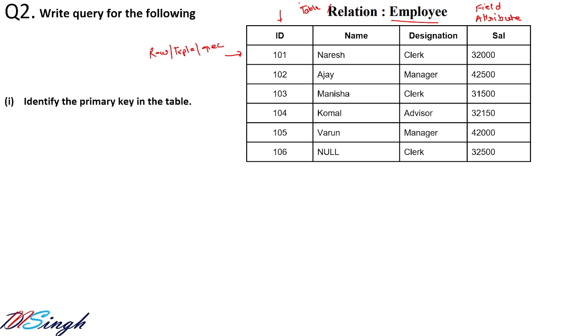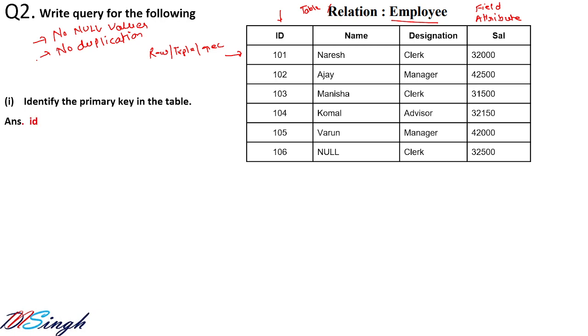Let us see the first question. Identify the primary key. So I can see which columns satisfy my two conditions. What are those two conditions? No null values. Okay, fine, no null values. And the next one is what? No duplication. You can see that ID is satisfying both of these two conditions. So we can make ID a primary key.